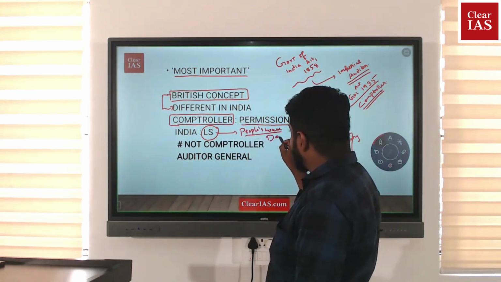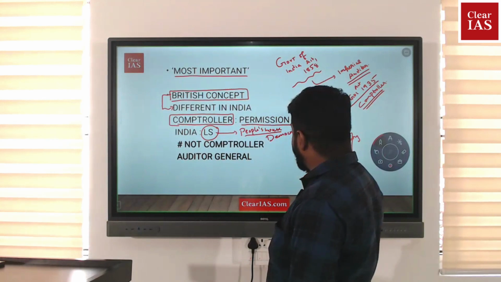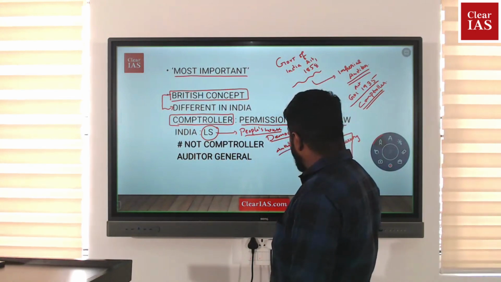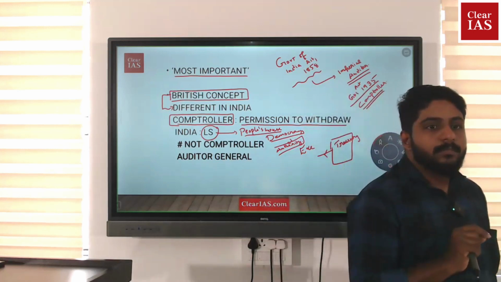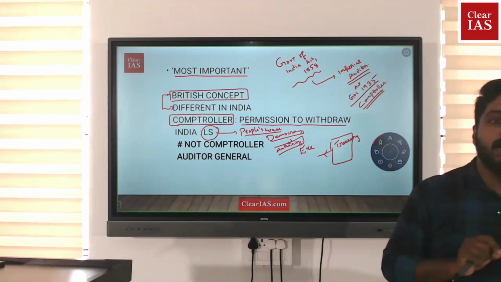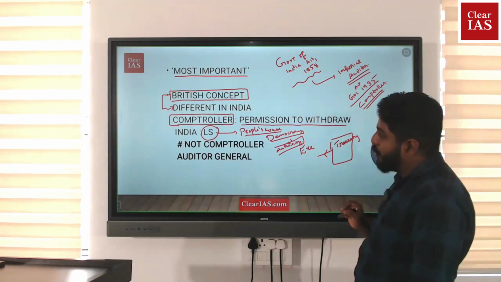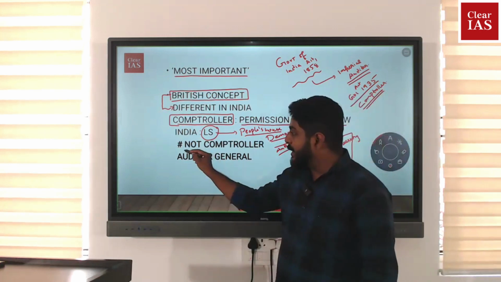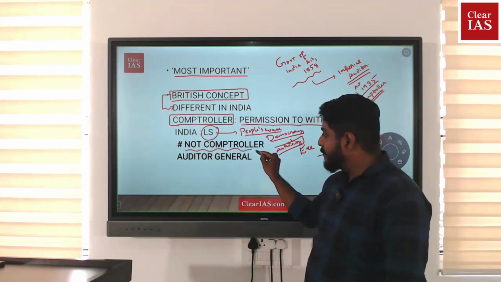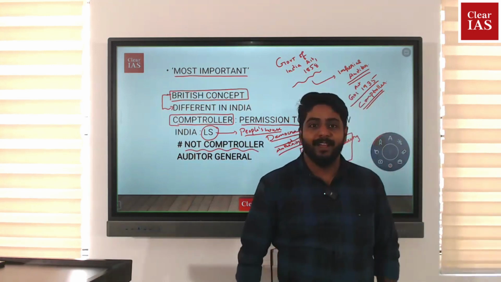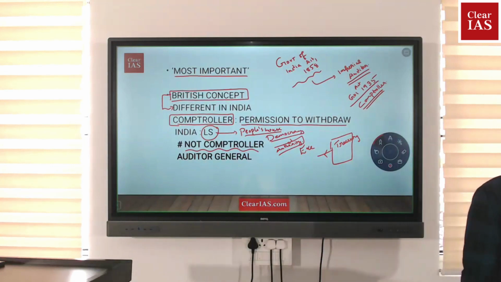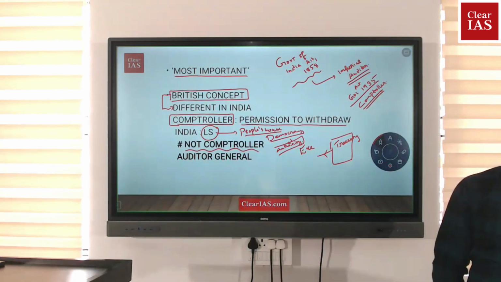Because we are practicing, in fact, democracy. That is, in fact, the authority of people. So that is why even to withdraw rupees 1 from the consolidated fund of India, the Lok Sabha will have to give permission. In other words, the controlling function is absent for the Comptroller and Auditor General of India. He does not have the controlling functions in India, but the designation still is Comptroller and Auditor General of India.